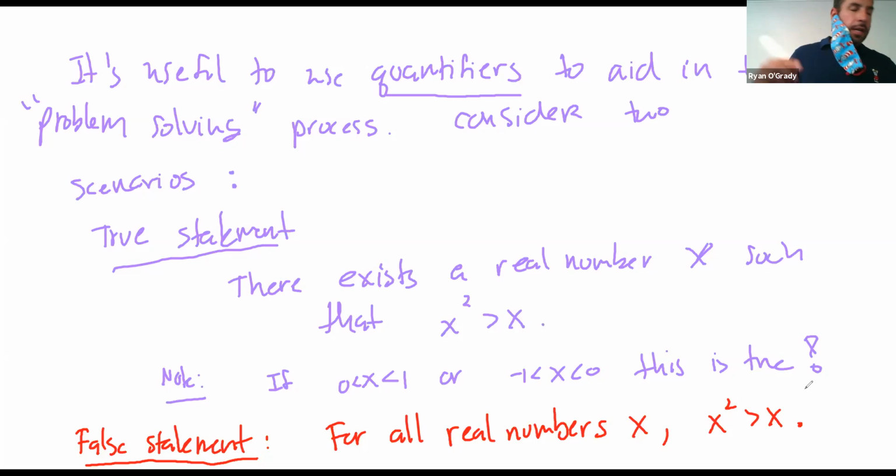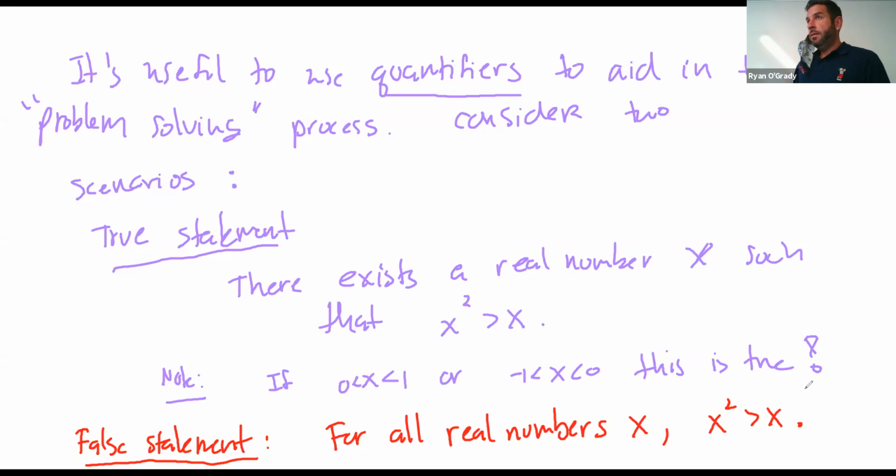So Carly, say you go to me, you go, O'Grady, every single real number x satisfies x squared greater than x. And then I would say, no, you're lying to me. You're making up a lie. How do I know you're making up a lie? Because I can find at least one example that proves you're lying, right?